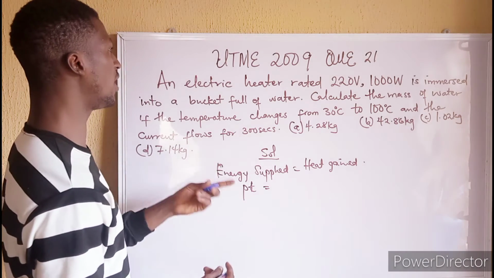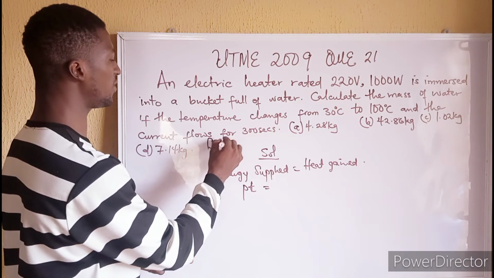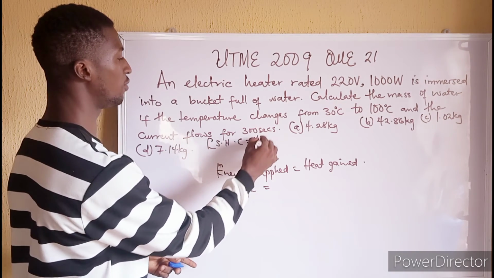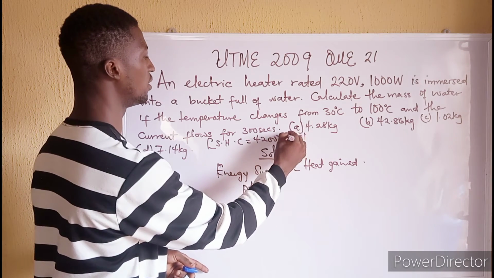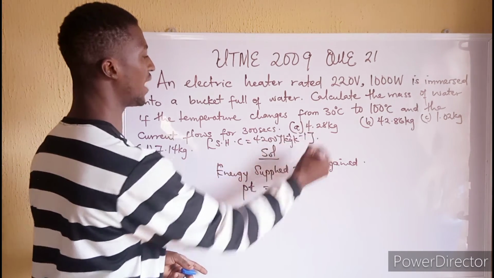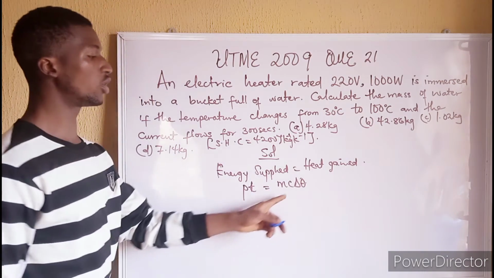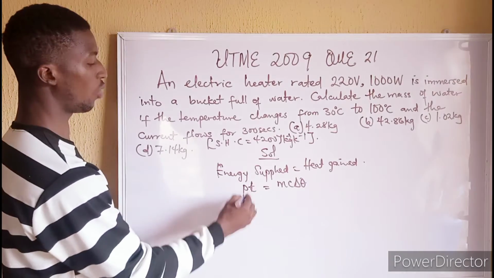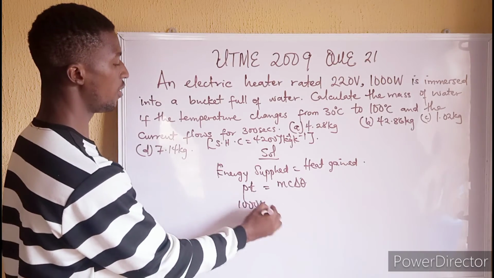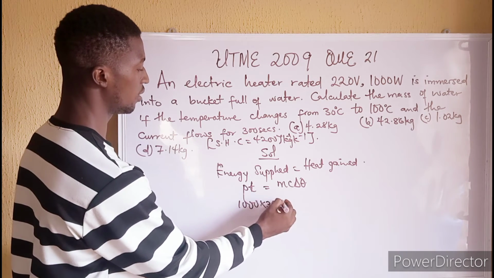The heat gained now, since they are looking for the mass of the water, and we've always been given that the specific heat capacity of water to be 4200 joule per kilogram per Kelvin. In this case now, we can have it that we'll be taking MC change in theta because we've been given the specific heat capacity. The power is said to be 1000. The time is said to be 300 seconds.